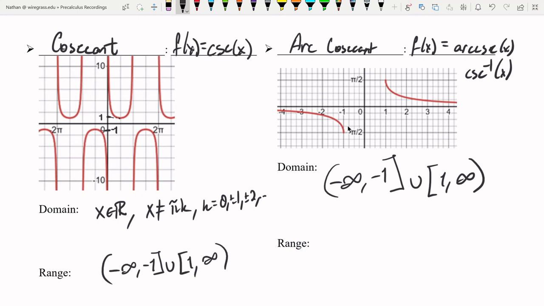And then the range, well, the lowest value it hits is -pi/2. And you can see it goes upward and upward and upward, and it gets all the way close to 0, but it never hits it because it actually jumps to this side, and then it goes all the way up to pi/2. So it actually goes to 0, but never touches 0. So I have to remove 0 from that interval. But it goes from -pi/2 to pi/2.